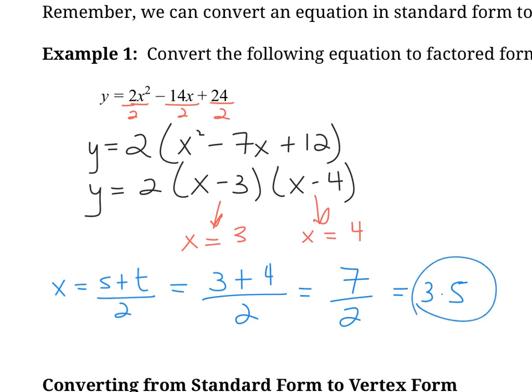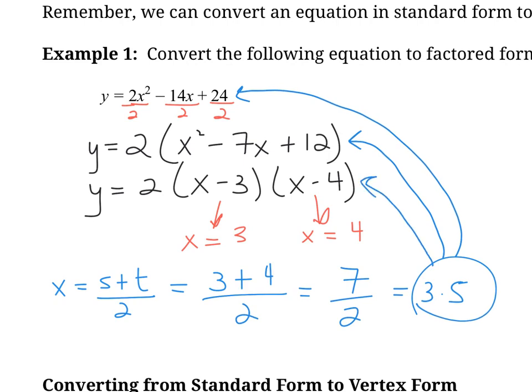Now I need to go ahead and find the corresponding y value. And to do that, I need to take 3.5 and put it back into the original equation. So I could do that one of three ways, actually. I could take 3.5 and put it back into the original equation. I could plug it into this partially factored equation, or I could plug it into this fully factored equation. Either way, I'm going to get the exact same answer for y.